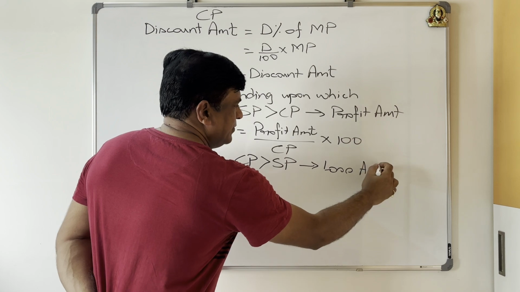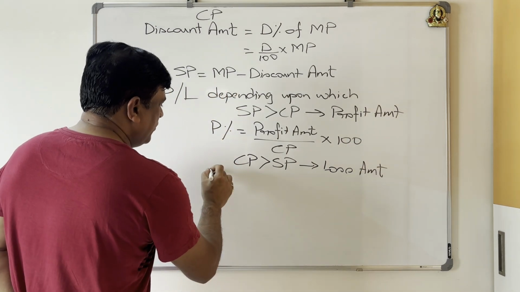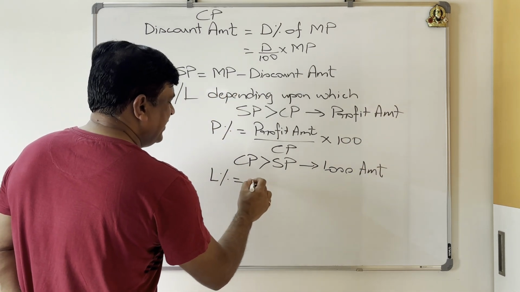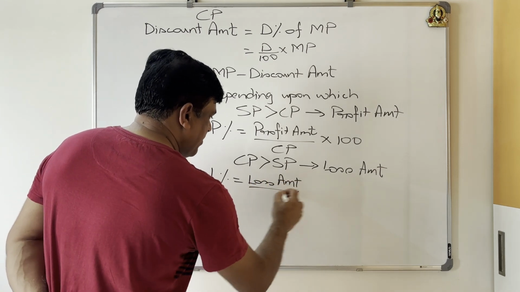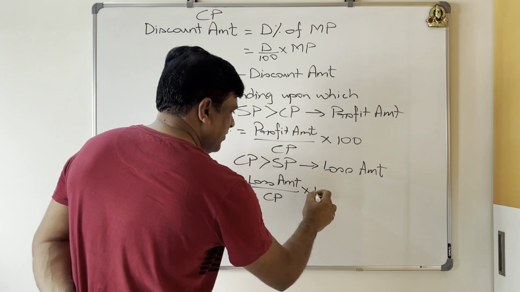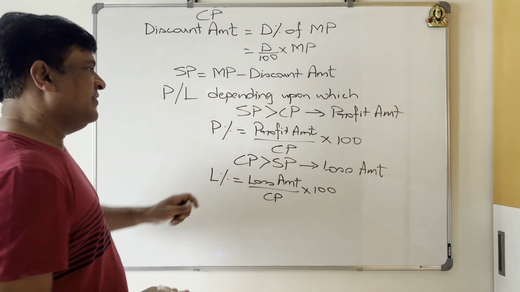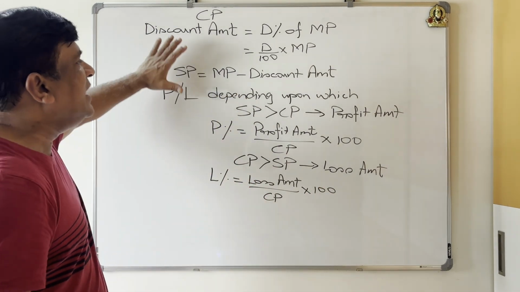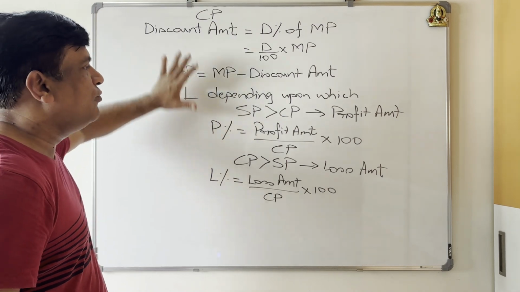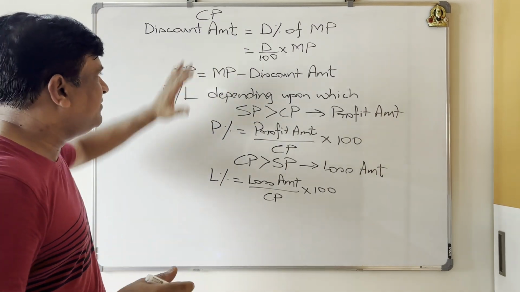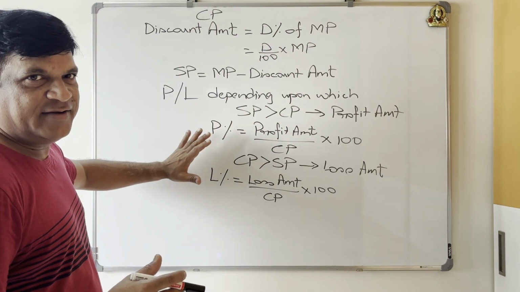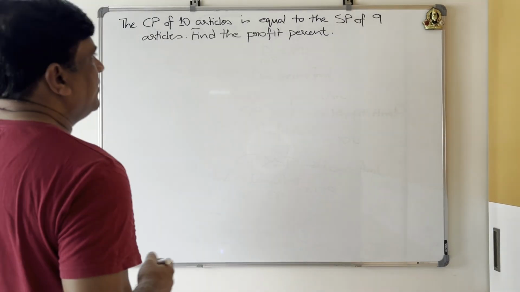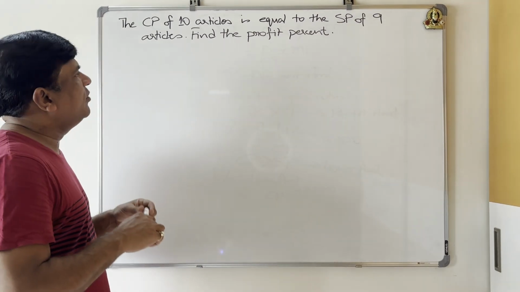Now the next one: if CP is greater than SP, that will always lead to a loss amount. So how do you calculate the loss percentage? Loss percentage is equal to loss amount by CP into 100. So remember these things. It's very logical. You don't have to remember a lot of formulas in maths if you understand the logic behind why you're doing that. Let's look at some examples related to this particular topic.